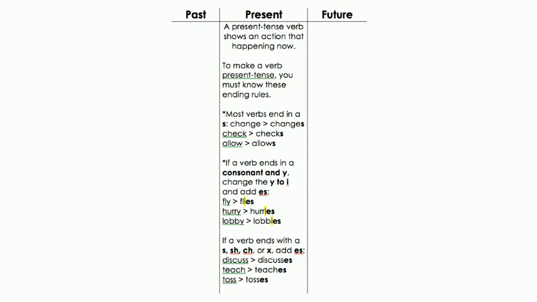If a verb ends with an S, SH, CH, or X, add ES. Discuss becomes discusses. Add ES because discuss ends with an S. Teach becomes teaches. You add ES because teach ends with a CH. And toss becomes tosses because the verb toss ends with an S, you add ES.